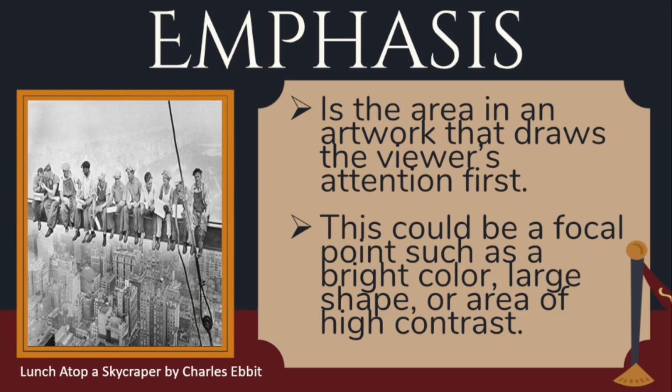Example, Lunch Atop a Skyscraper by Charles Ebbets. This iconic photograph captures construction workers casually eating lunch on a steel beam high above New York City. The composition emphasizes the workers as the focal point, contrasting their relaxed demeanor with the dizzying height below.